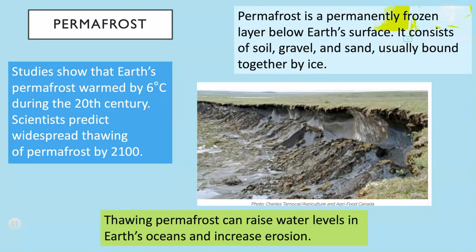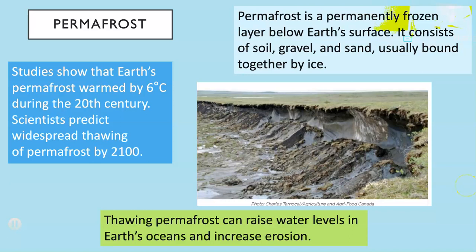And this is one that you might not have heard of. So this is a permanently frozen layer within the ground of Earth. It consists of soil and gravel and dirt, but it's all bound together by ice year-round. So permanently frozen ground is a way to think of it.